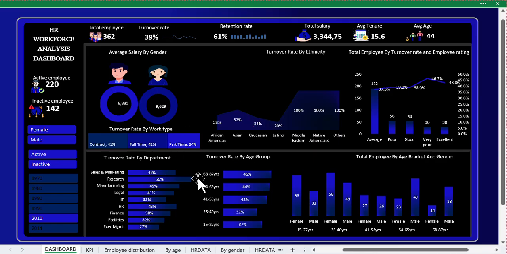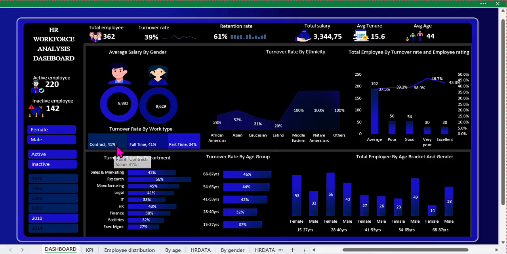Okay. Now we can see this. In the year 2010, they had a total employee count of 362, and the turnover rate as of 2010 was 39%. Retention was 61%. They paid a total salary of 3 point something million. The average tenure for each employee was 15.6, and the average age is 44. The active employees as of then were 220, and the people that have left, the inactive, were 142.